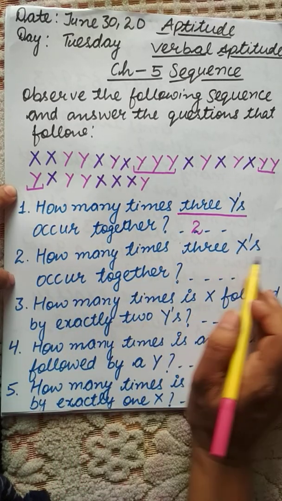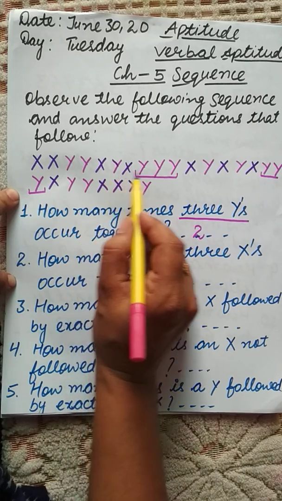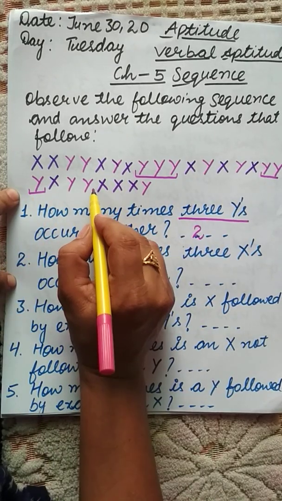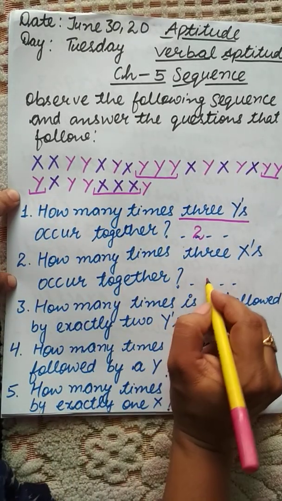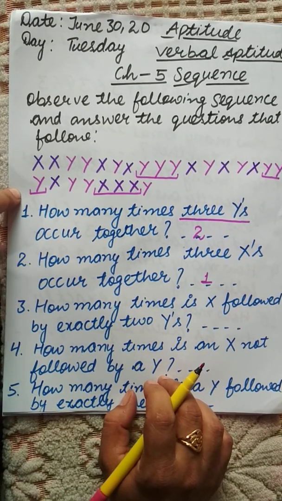How many times do 3 x's occur together? You can find out from the given sequence. This is the right answer. So, there is only one time where 3 x's occur together.